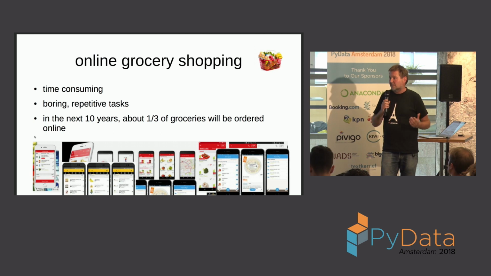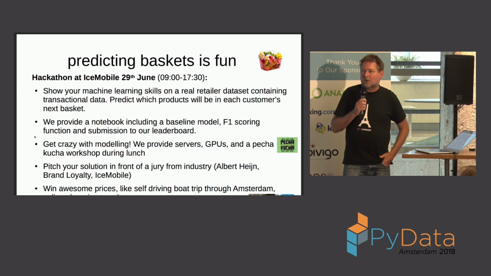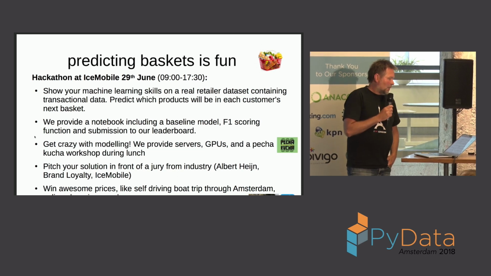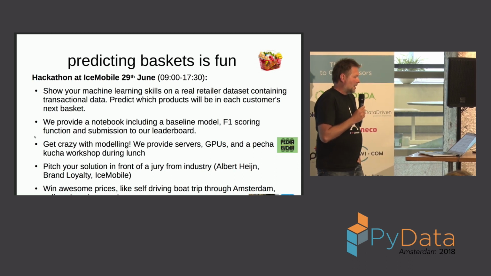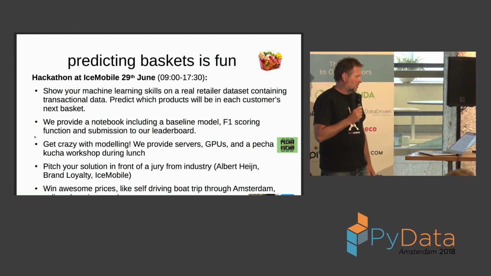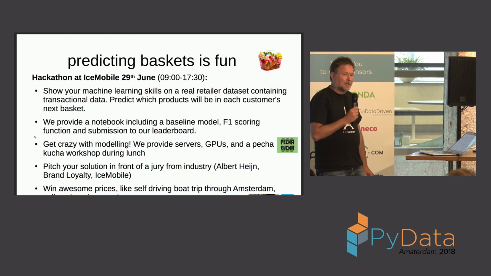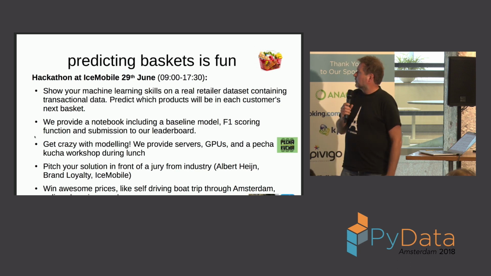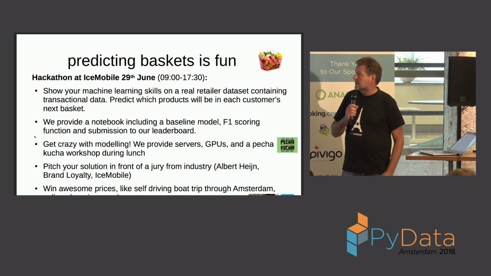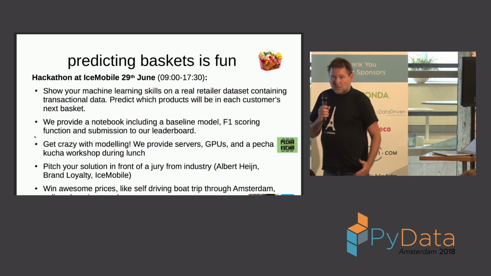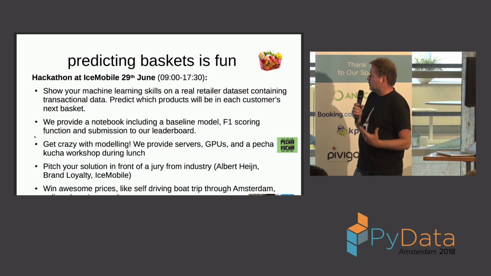I'm going to invite you to a hackathon at the end of June, the last Friday of June, at our office at Ice Mobile. We will have a retailer data set containing transactional data where you can show your machine learning skills. The assignment is to predict the next shopping basket of each customer. To make it easy, because it's just a day, we will have a notebook ready with a baseline model, which will be just the last basket, including an F1 scoring function and a submission function to our leaderboard. Then you can go crazy with modeling.